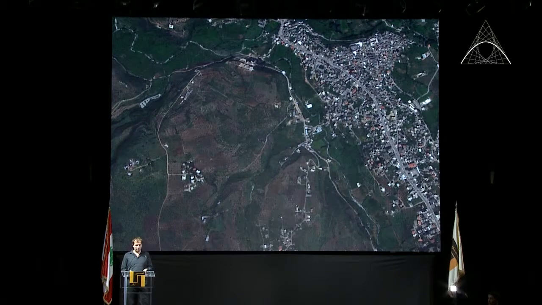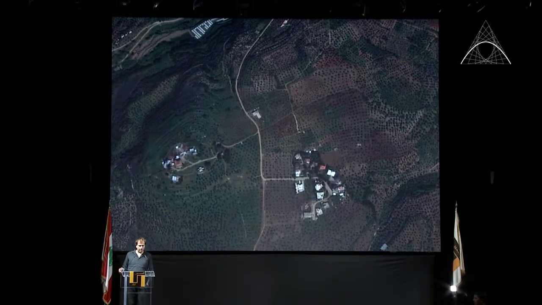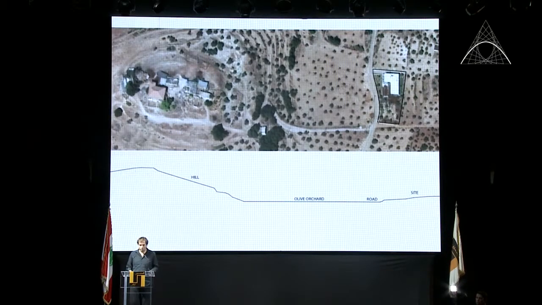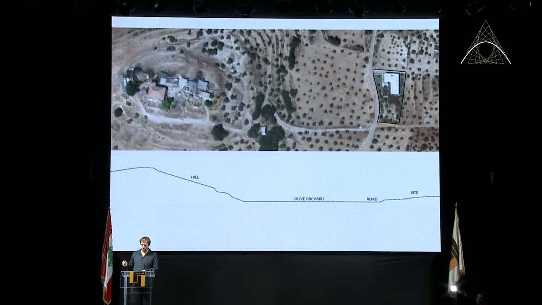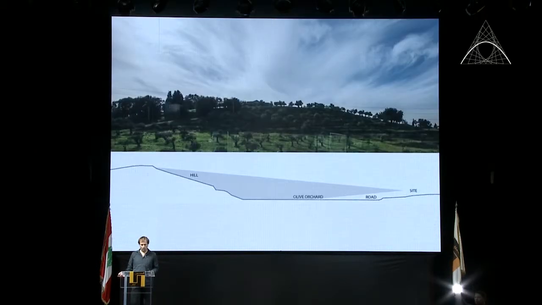But the project's immediate context are simply olive groves, a road, and a nearby hill. The site slopes gently towards the road and has unobstructed views of the landscape, of the hill, and of the neighboring mountains. Here is the view of the opposing hill that faces the site directly.